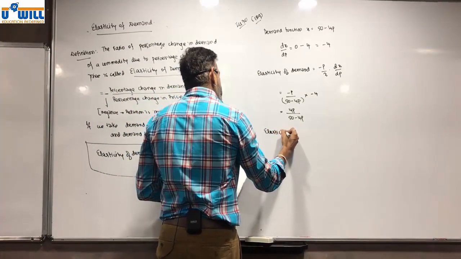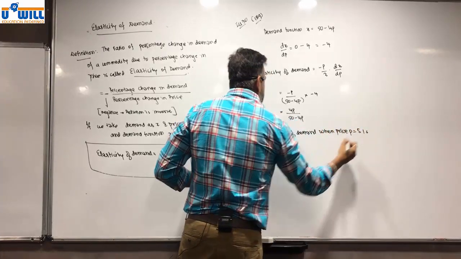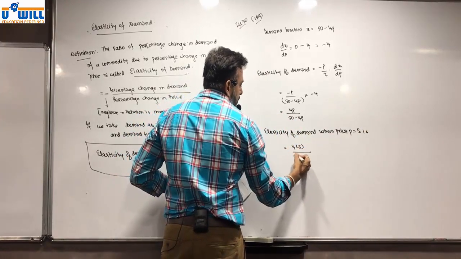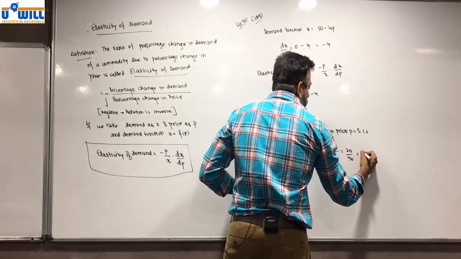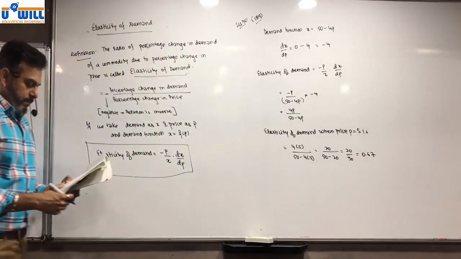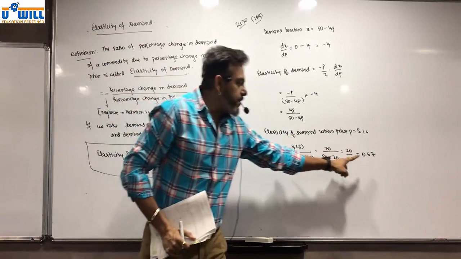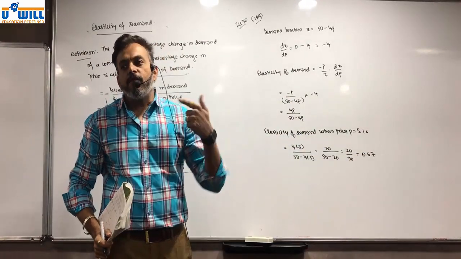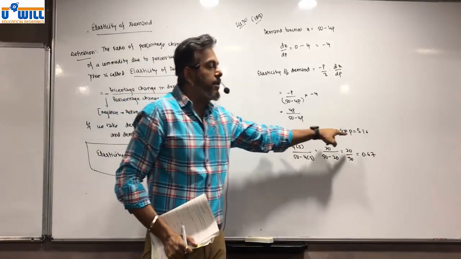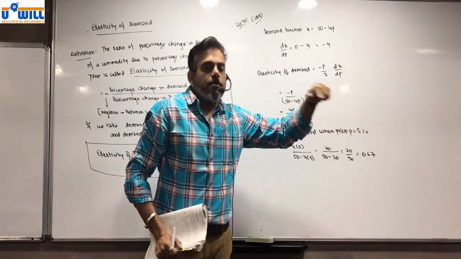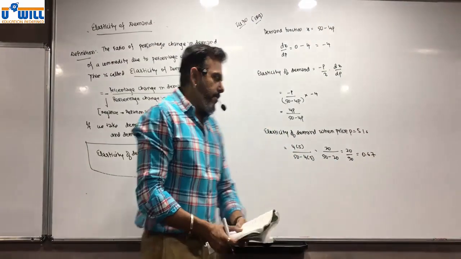Now, elasticity of demand when price P = 5 is equal to 4 into 5 upon 50 - 4 into 5, which is 20 by 30, which is equal to 0.67. Elasticity of demand is 0.67, means when price increases by 1%, demand will decrease by 0.67%. When the price of the product is rupees 5, when price increases by 1%, your demand will decrease by 0.67%. Okay, write down interpretation.